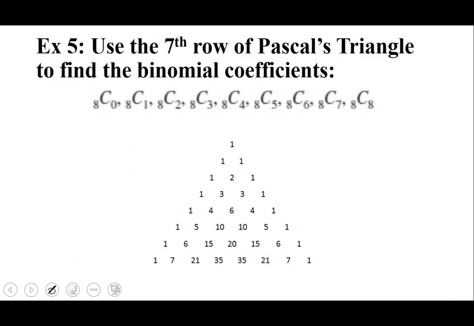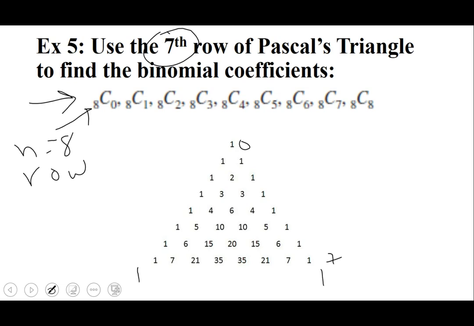Use the 7th row of Pascal's triangle to find the binomial coefficients. So again, remember this is row 0, and then 1, 2, 3, 4, 5, 6. That makes this row 7. Notice I'm asking you to use row 7 to tell me things about n equals 8. So I am using this 8 here to represent the row. So I want to know things about the 8th row. So if I want to find things about the 8th row, I'm going to start by putting a 1 on each of the ends. Then to find the coefficients in between, I'm going to add the 2 numbers that are directly on top of it.